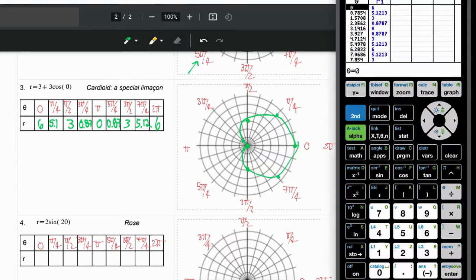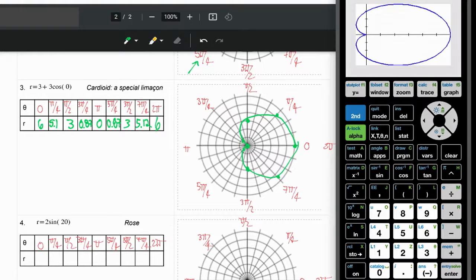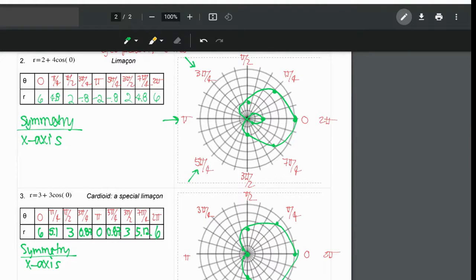All right, and then always compare your graph with what you got in your calculator's graph and make sure that those generally match up. All right, so let's go back to questions 2 and 3. And it appears at first glance that we have x-axis symmetry in both of them. If you were to fold it along the x-axis, the graphs appear to fold right on top of itself.